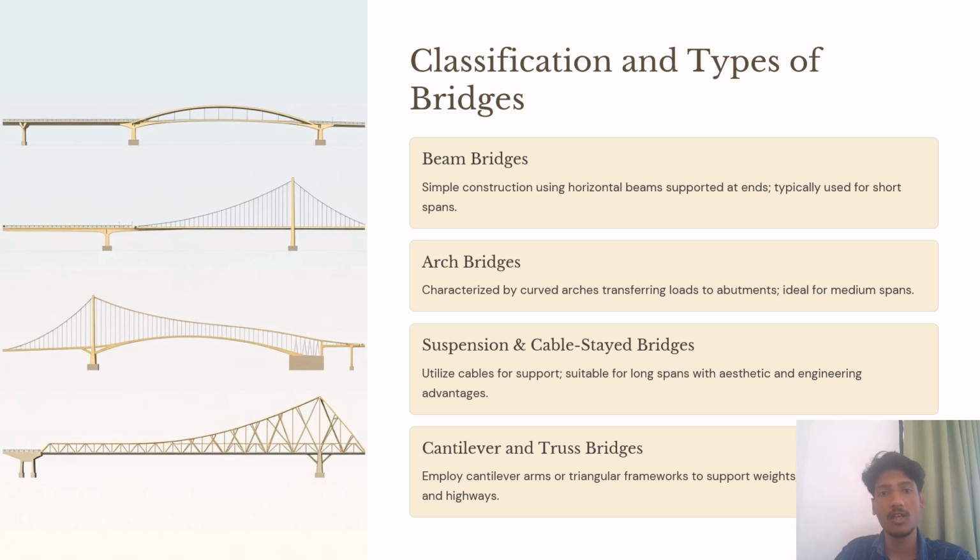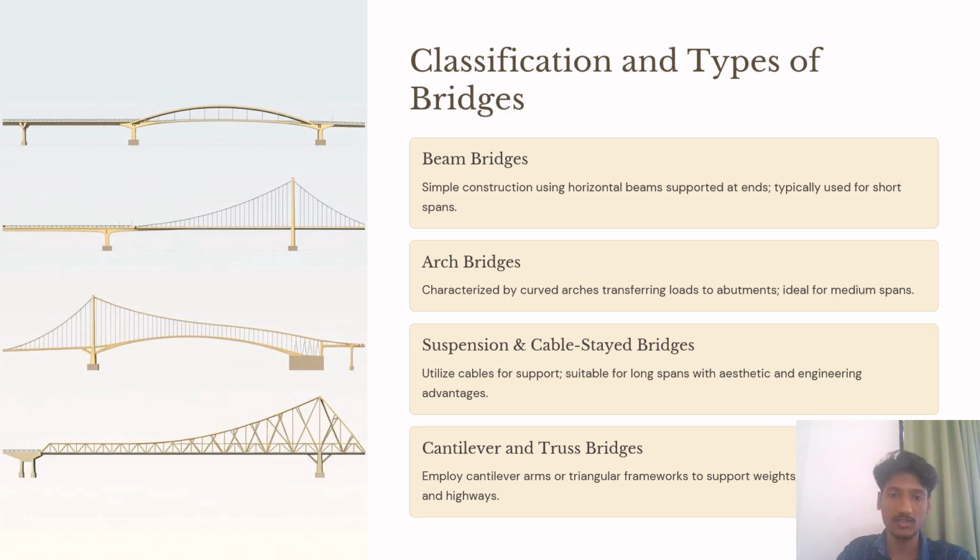So, starting with classification of the bridges. First is beam bridge, simple construction using horizontal beams supported at ends, typically used for short spans. This type of bridge is mostly common in various areas like mountain regions and valley regions.